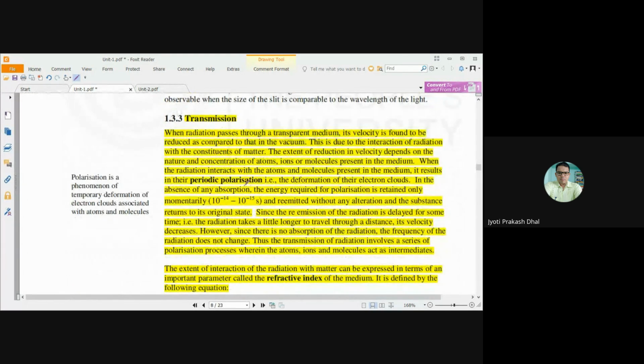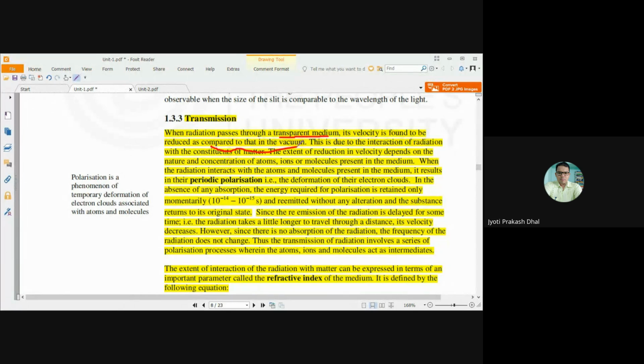Now coming to the next one, transmission. When the radiation passes through a transparent medium, its velocity is found to be reduced as compared to that in vacuum, because we have already discussed that if the electromagnetic radiation is passing through a complete vacuum, then its velocity will be equal to the velocity of light, that is 3 × 10^8 meters per second.